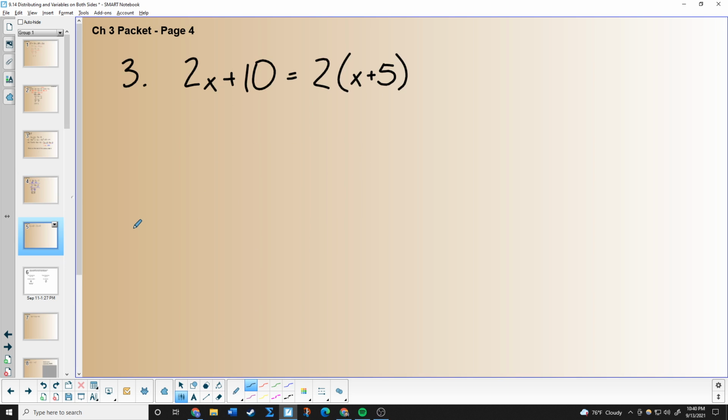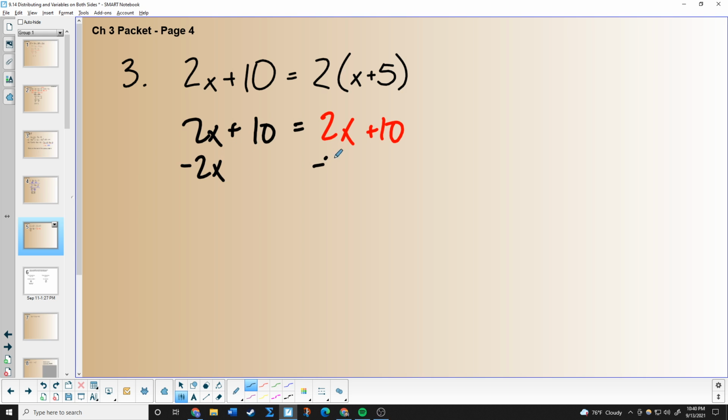All right, let's take a look at number 3. So we're jumping around a little bit. So for number 3, we're going to distribute on the right. So we have 2 times x gets us 2x, 2 times 5 gets us 10. All right, well, this looks pretty similar on the left and the right. Okay, I'm going to carry through with this problem, but this actually is a good indication already of what's to come. Let's go ahead and move our variables first.